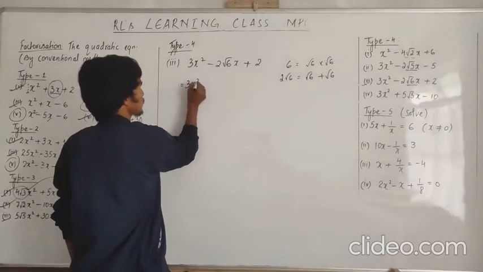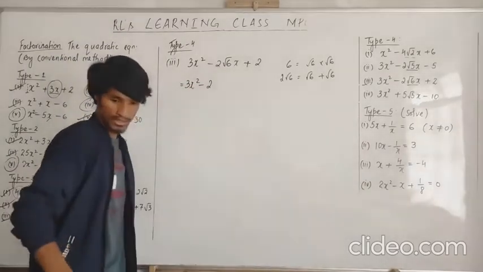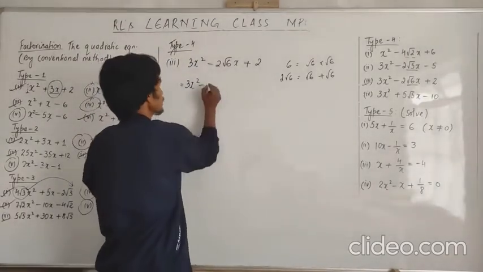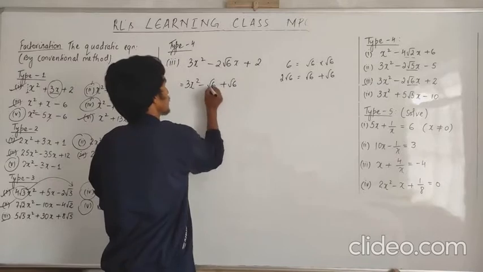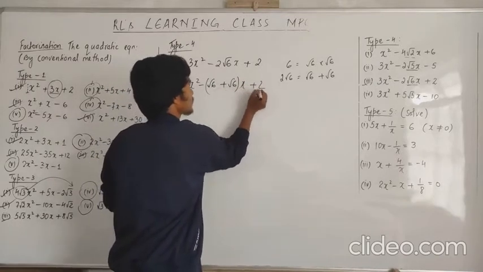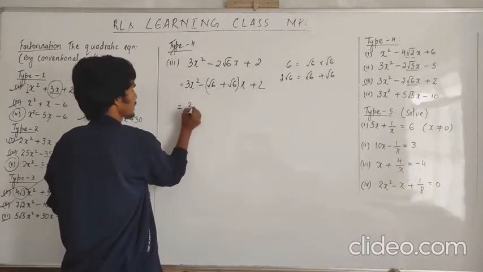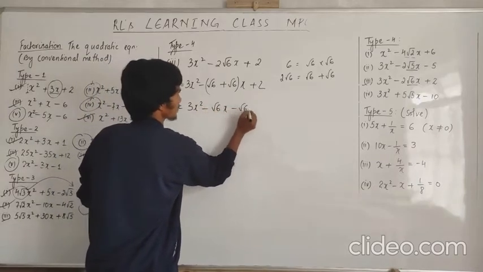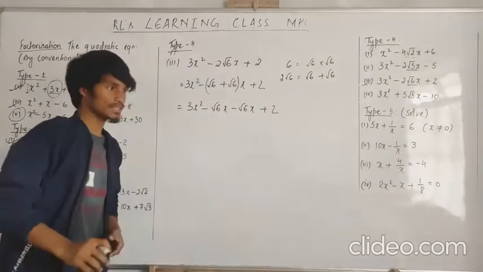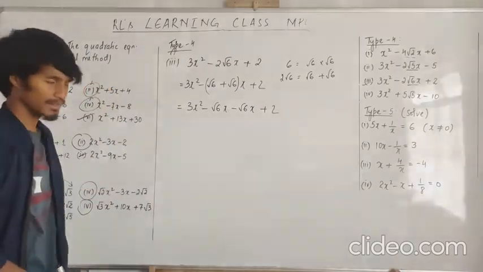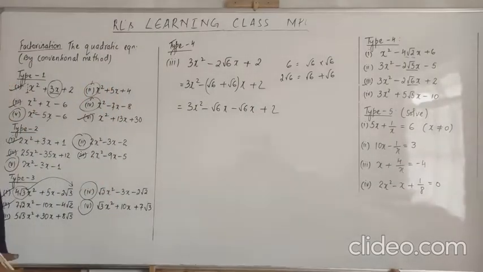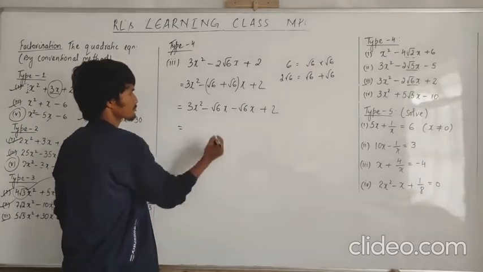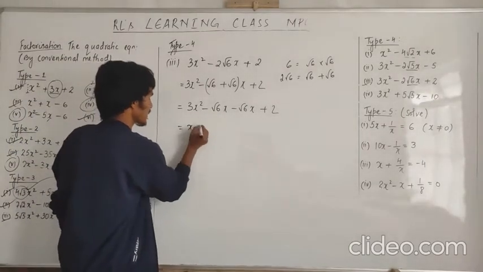Now 3x squared minus, in place of this 2 root 6, what you have to do? Root 6 plus root 6, root 6 plus root 6 x, plus 2. Then this I can write as 3x squared minus root 6 x minus root 6 x plus 2. It's the same process as in 1, 2, 3, 4. Then here which one is the common? x will be the common, I can take.